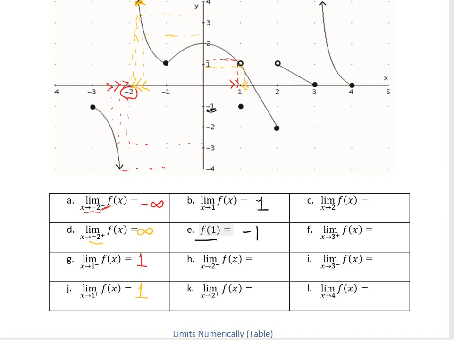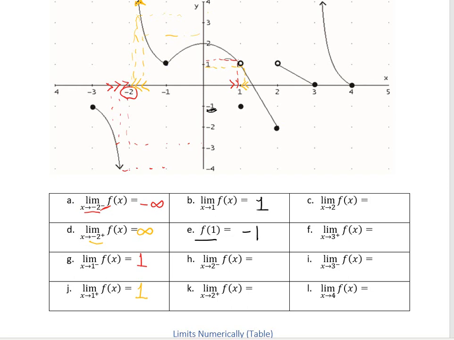Alright, go ahead and pause the video and try some of these on your own, and then unpause it and check and see if you did pretty good. Alright, so let's look at H, K, C, F, I, and L together, because that's definitely how the alphabet goes.